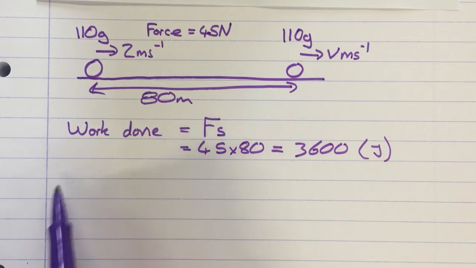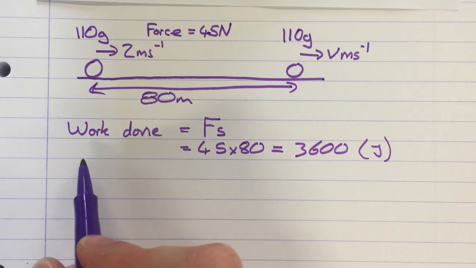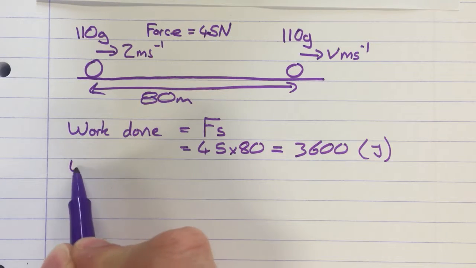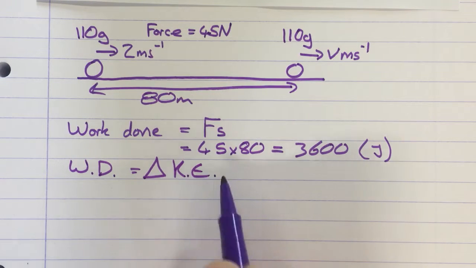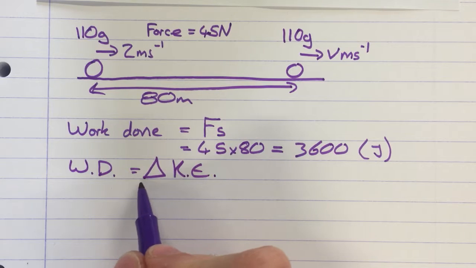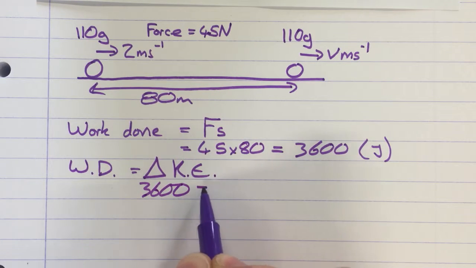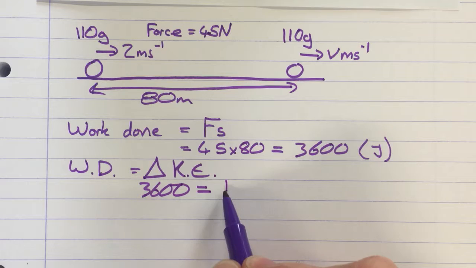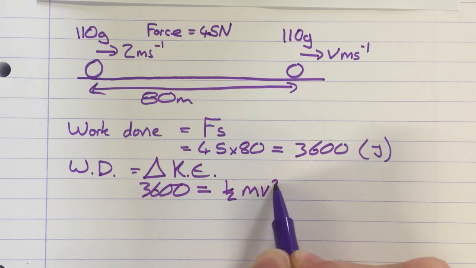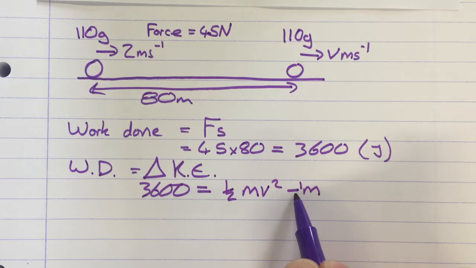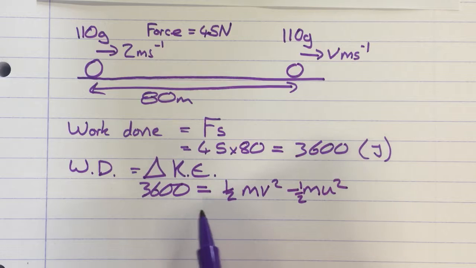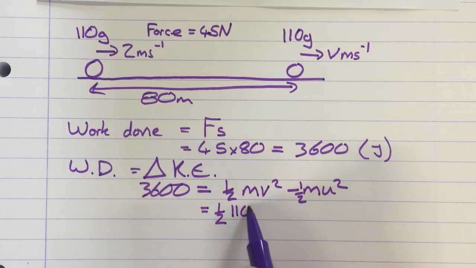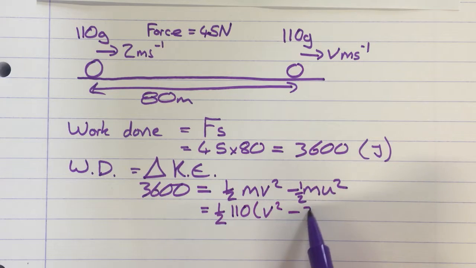Now, relating to what I talked about earlier in this section is the fact that work done is also equal to the change in kinetic energy. So in this case, that's going to give us 3,600 is equal to half mv squared minus half mu squared. Now, just to save a bit of writing, I'm going to factorize that out a little bit. So we get half times 110 times v squared minus 2 squared.